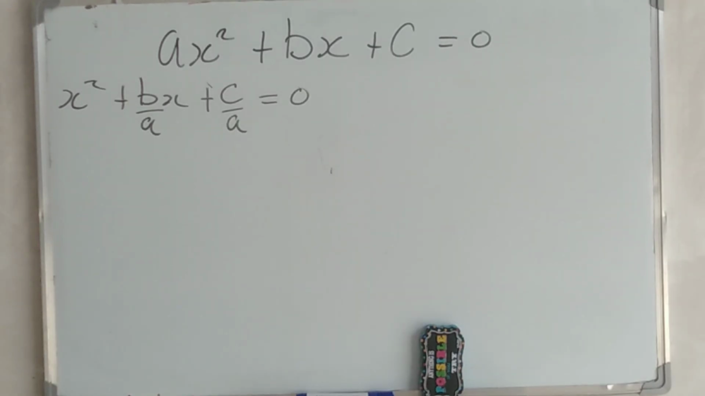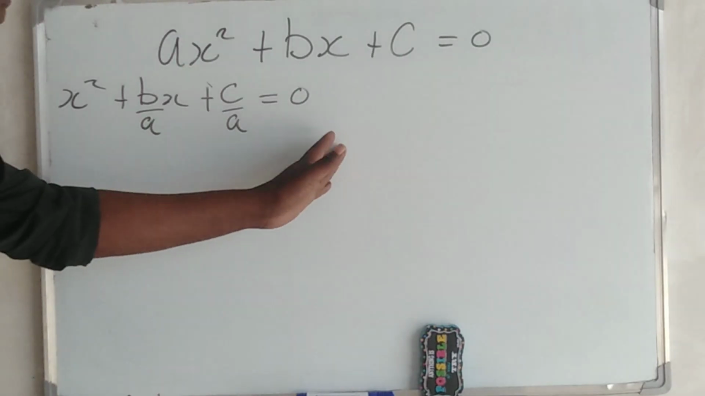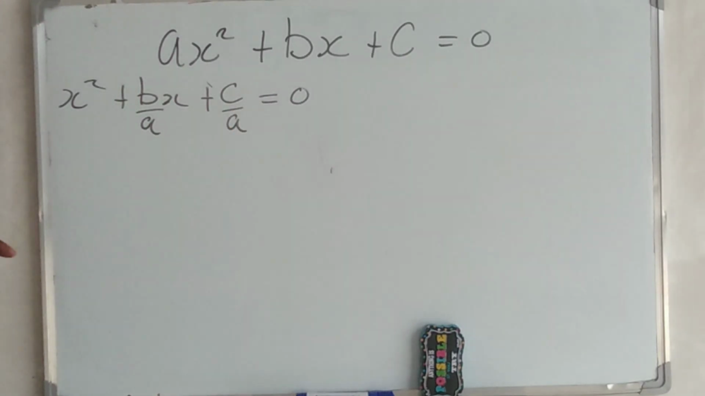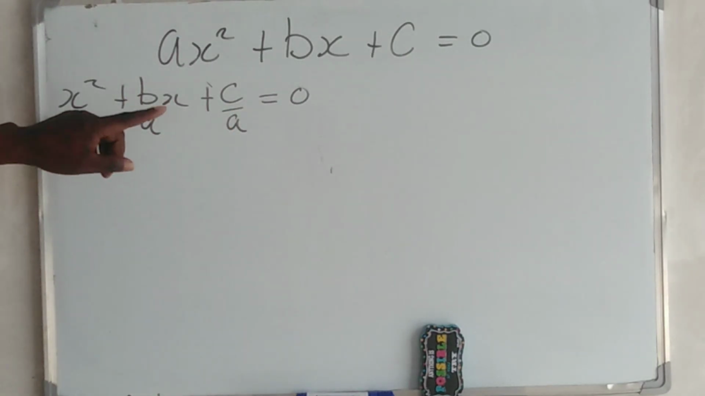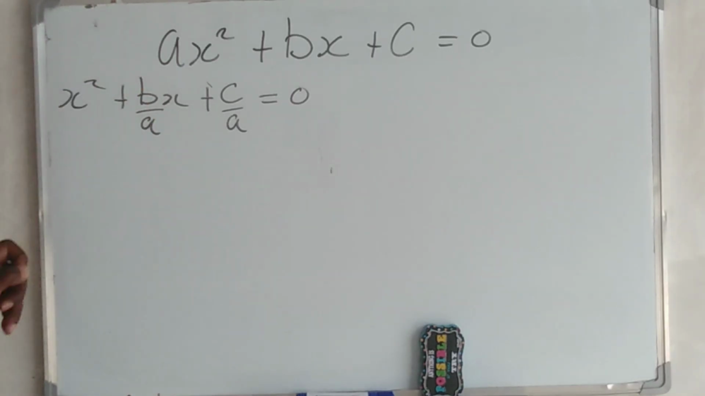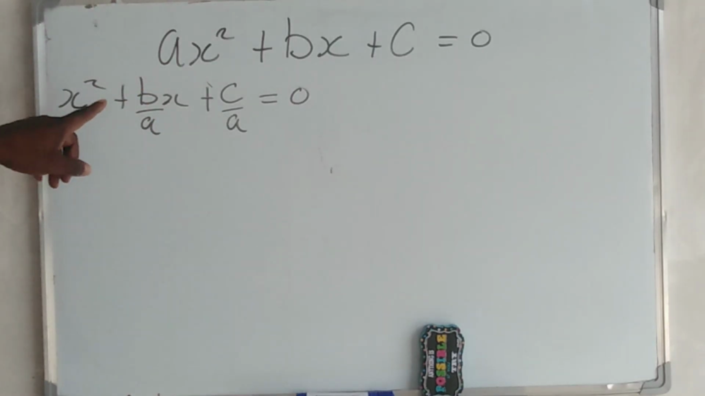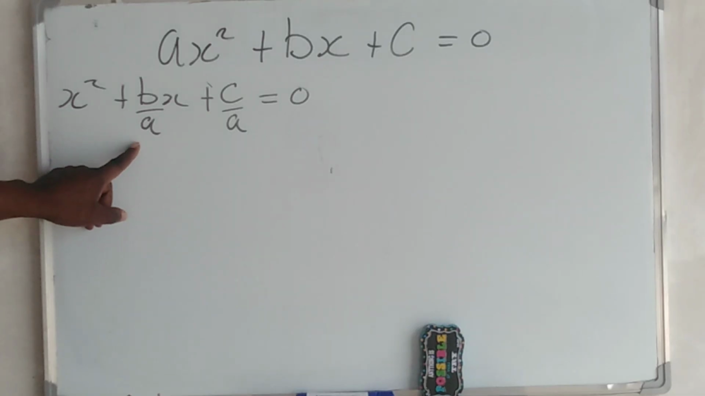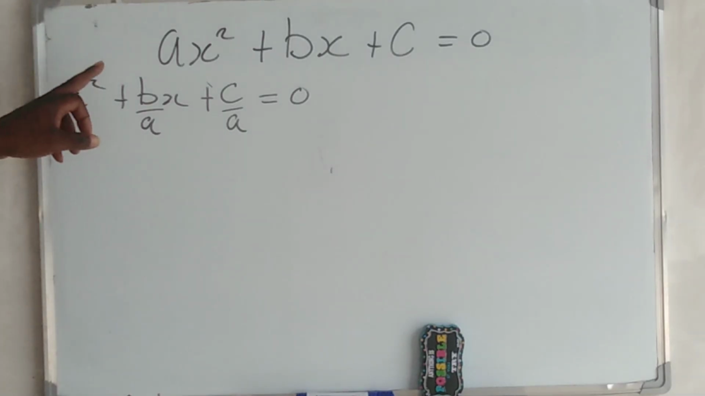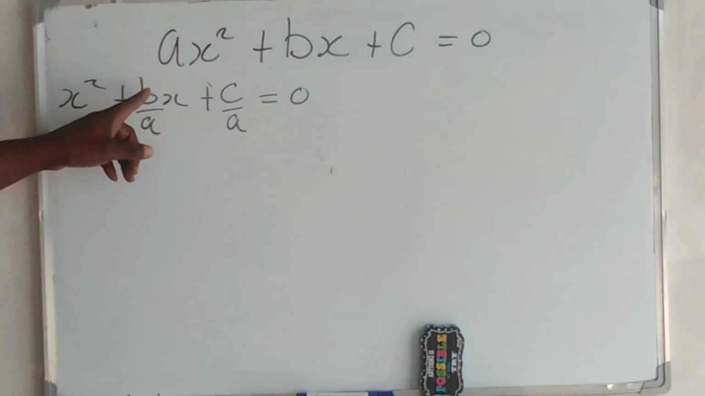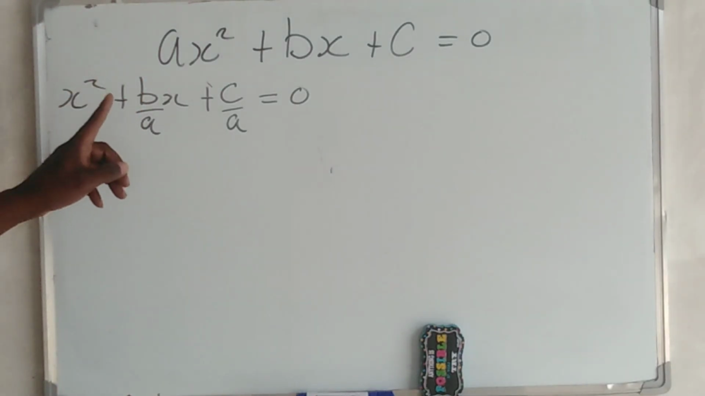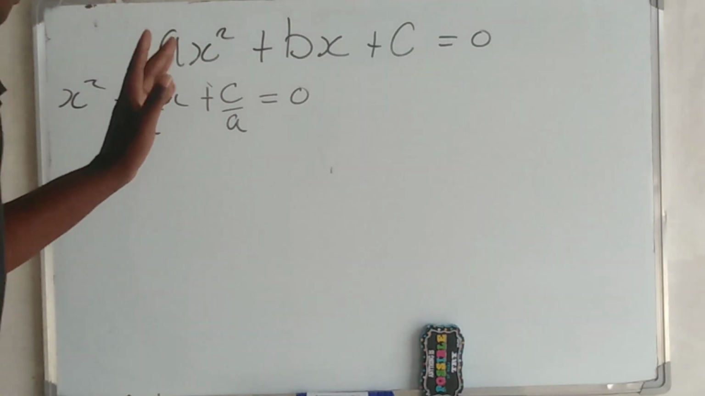Next step, let us add to both sides of the equation, the left and the right, the square of half of the coefficient of x. The coefficient of x here is b over a. Half of it is b over 2a. So the square of that will be b squared over 4a squared. So let's add that to both sides.